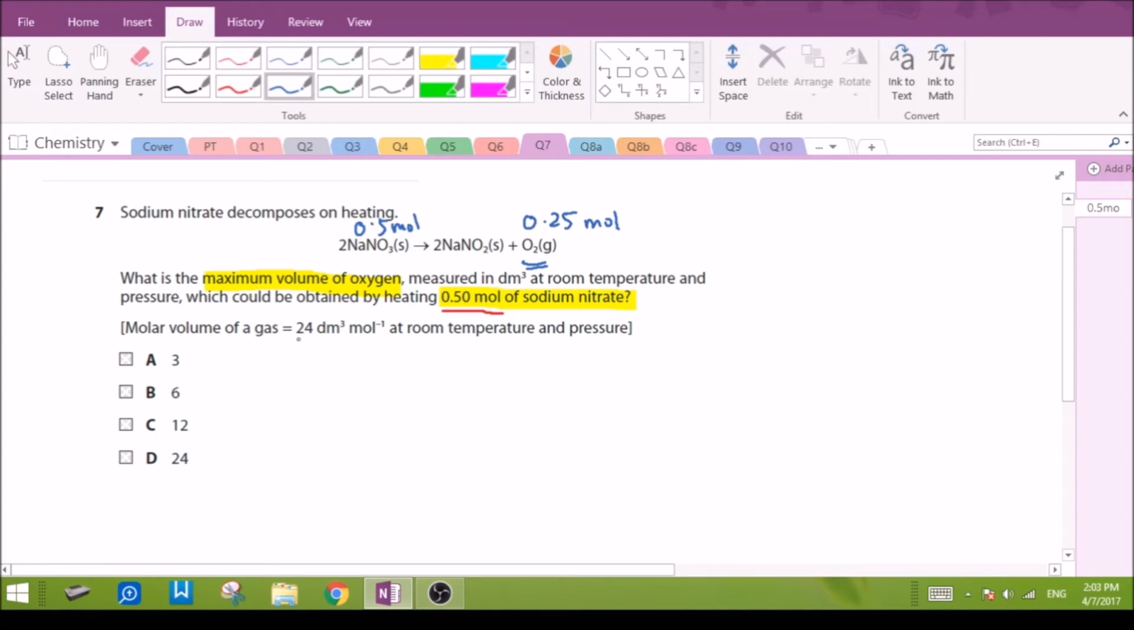So what is the volume of this amount of oxygen? The extra information is, for every mole of oxygen or of a gas at room temperature and pressure, it occupies 24 dm cubed. So volume of the O2 is 0.25 multiplied by 24. This 1/4 mole will occupy 6 dm cubed. So we find the number of moles of oxygen based on the ratio, and then we take that and multiply by the molar volume.